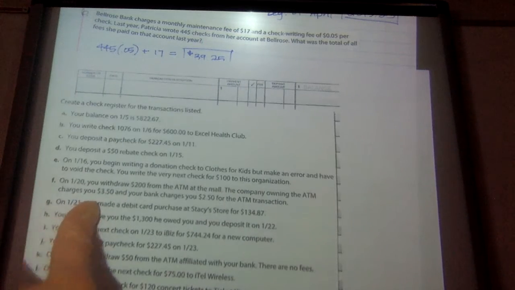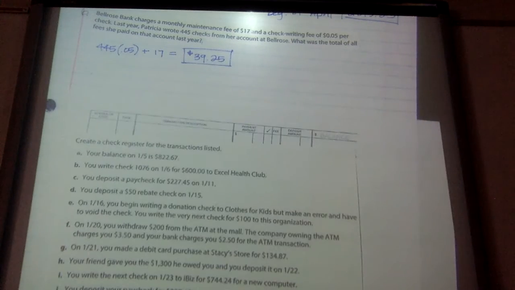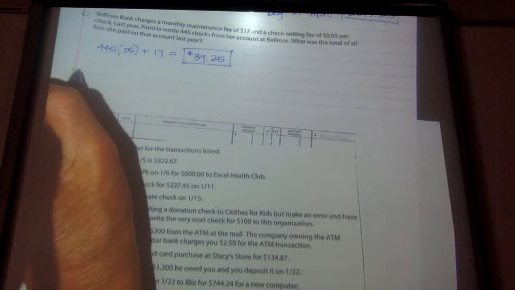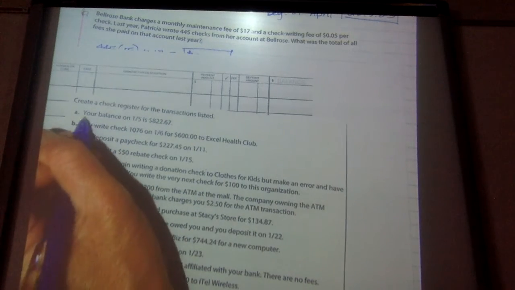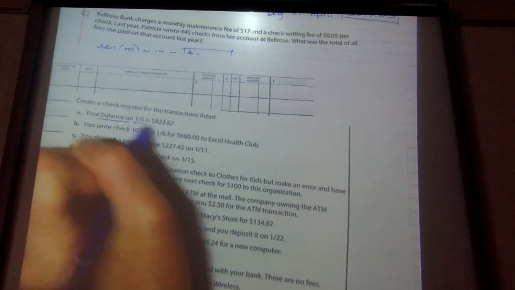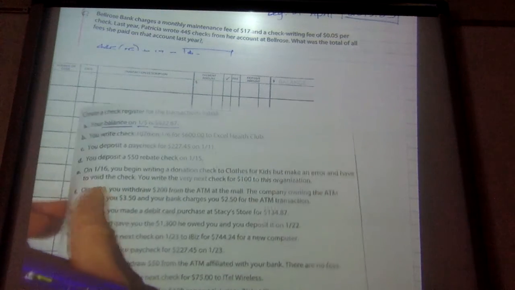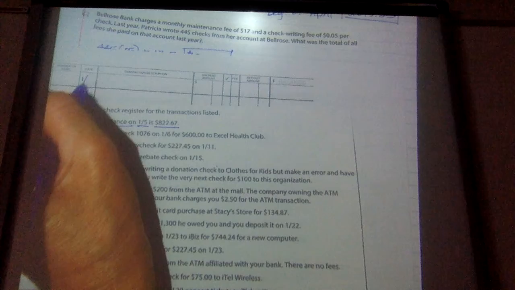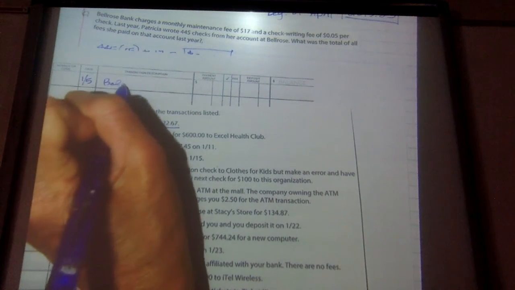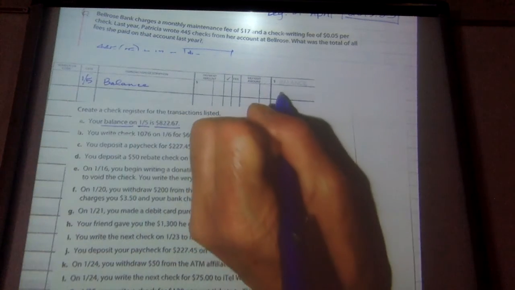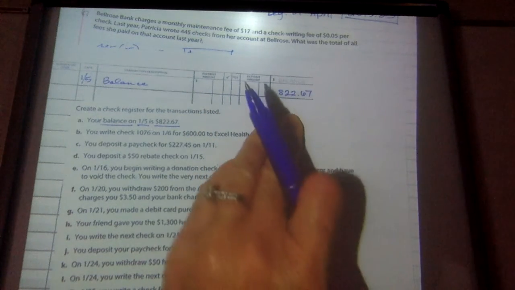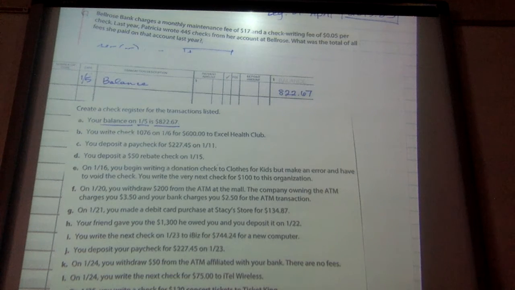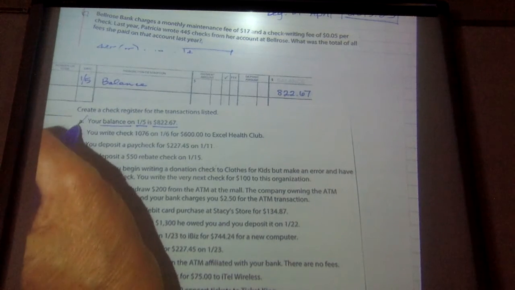So I'm going to start, this is number 7, and we're going to create a check register. So I'm going to start with my balance on January 1st is $822.67. So the date is 1/5, and I'm just going to write balance. You don't have to write balance, is $822.67. Now the column on the right should always reflect what you have in your account. So part A is done.